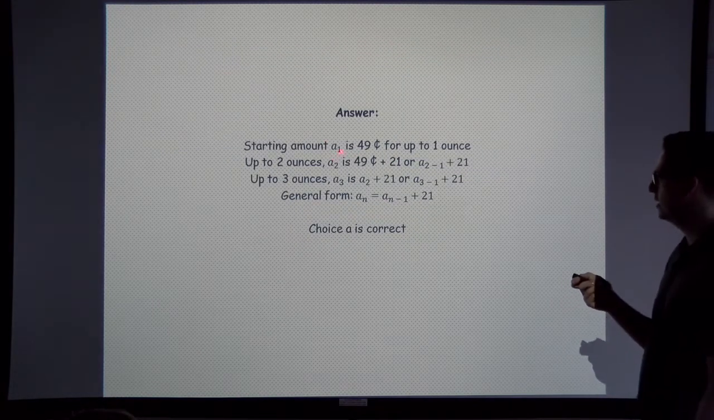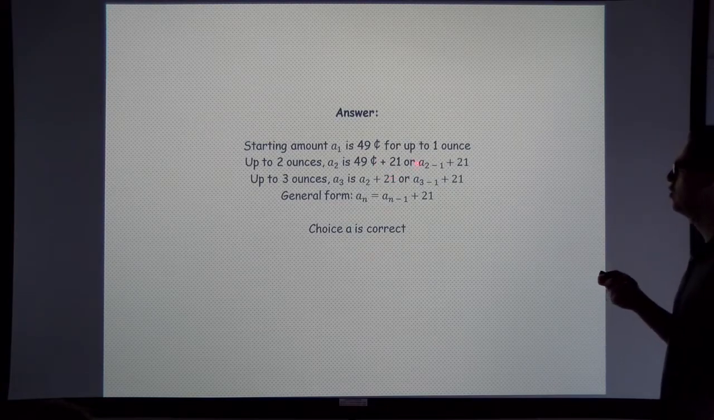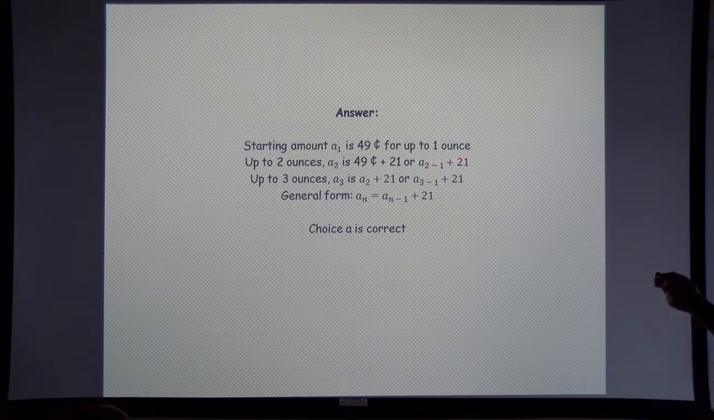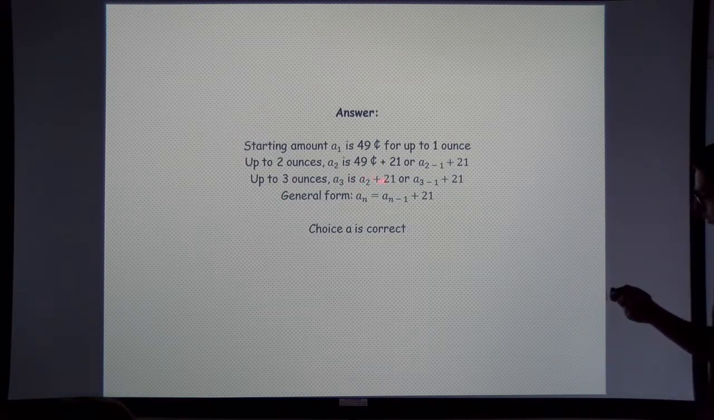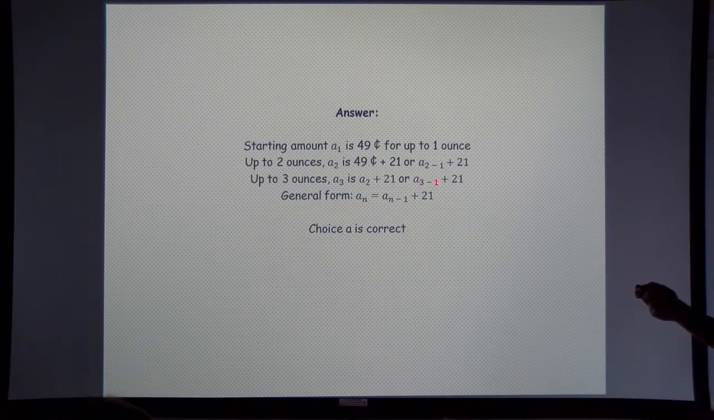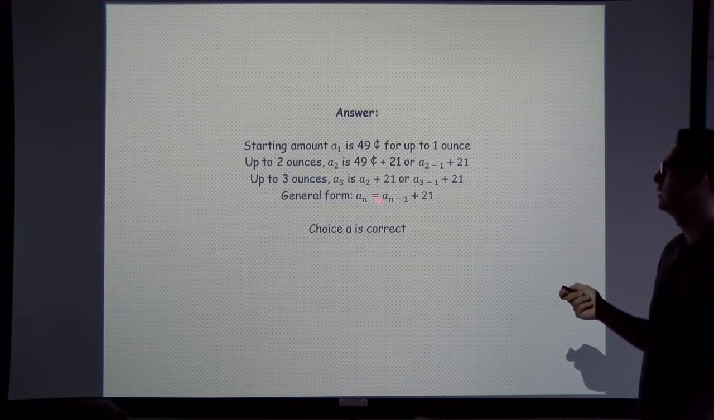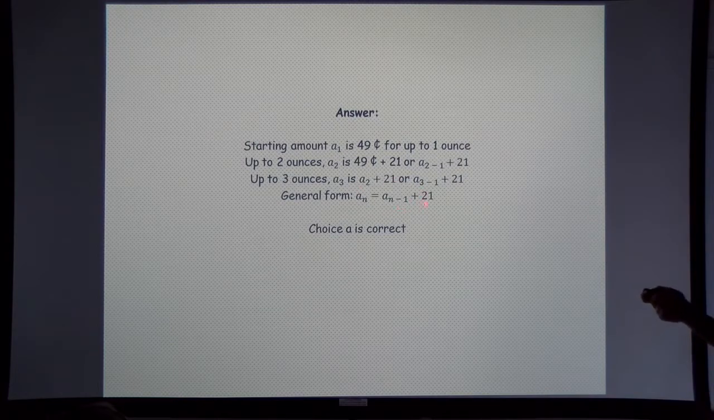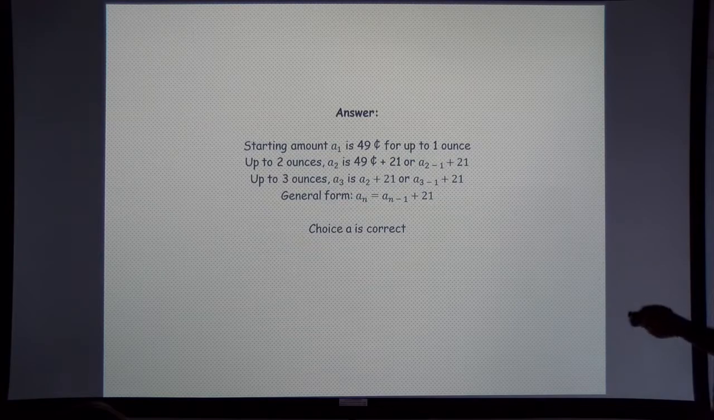Okay? Starting amount A1 is 49 cents for 1 ounce. Up to 2 ounces, A2 is 49 cents plus 21, or A2 equals A1 plus 21. To add up to 3 ounces, A3 is A2 plus 21. So the general form is going to be An equals An minus 1 plus 21. So every additional amount, you're always going to add that 21. Always add that 21. So choice A would be correct for this one.